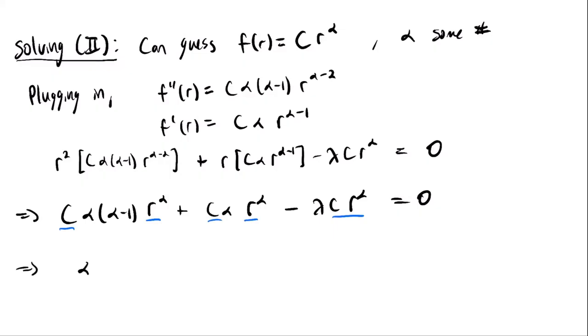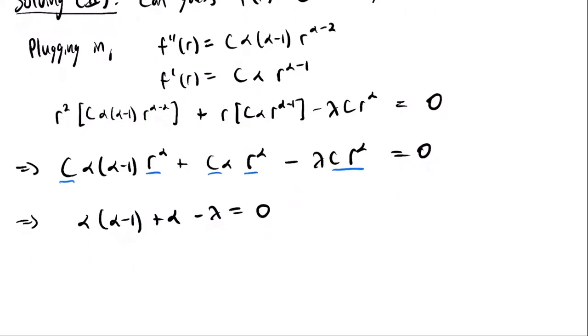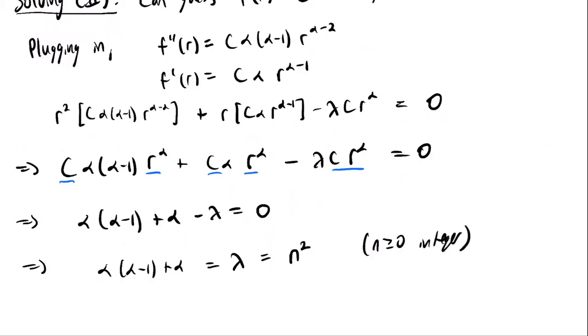And well, I get the following equation: alpha times (alpha minus 1) plus alpha minus lambda is equal to 0. And therefore, alpha times (alpha minus 1) plus alpha has to equal lambda, right? Well, we're assuming that lambda is a particular integer squared, n squared, where n is some integer. And so, well, now we're almost done.